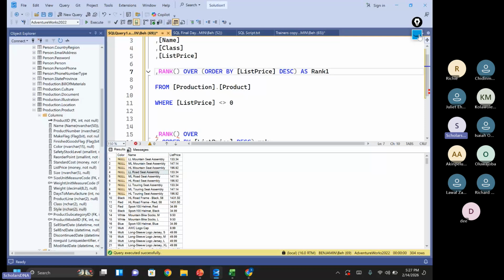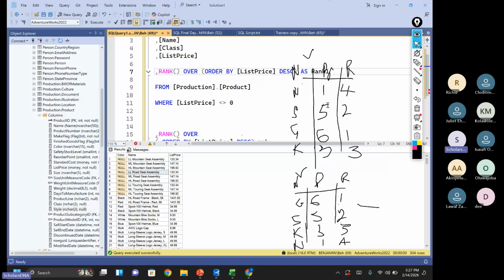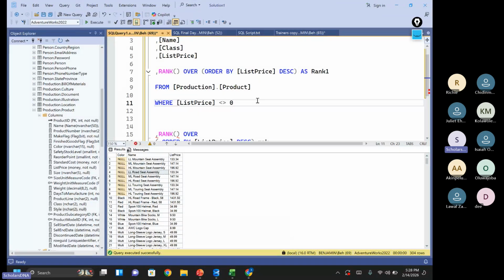Let me go over it again. This was the original table. What I did here by arranging it in descending order was exactly this statement: I ordered it by price. Order by price, and I made sure that it is descending order. And I'm saying, please give me the result in that sense. I will be open for questions.